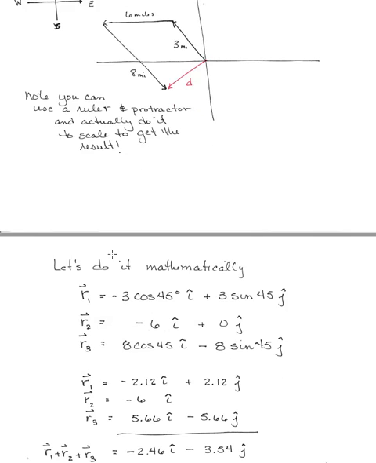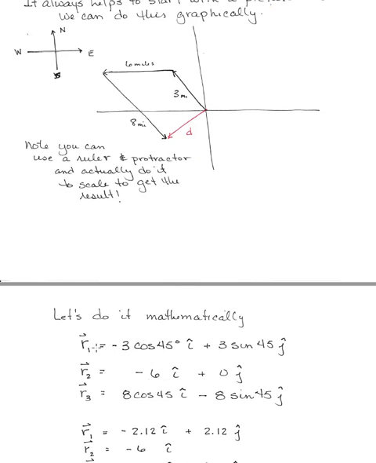So let's do this mathematically. So we said the first vector, we're traveling 3 miles northwest. And if I'm going northwest, those are 45-degree angles. And that's where my negative comes in, because I'm traveling northwest. I'm going to be in this quadrant, so I better make sure I have a negative value.